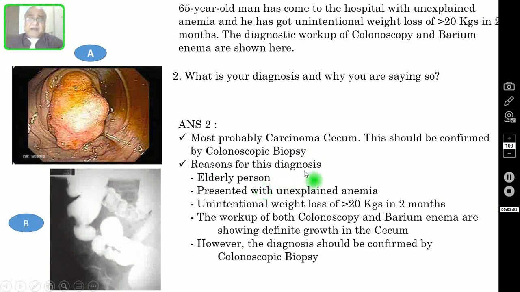What are the reasons for this provisional diagnosis? Our patient is an elderly person. He presented with unexplained anemia. He also has unintentional weight loss of more than 20 kilograms in a 2 month period, and the workup of both colonoscopy and barium enema are showing a definite growth, most probably in the cecum. However, the diagnosis is only provisional. It should be confirmed by taking a biopsy with colonoscopy.